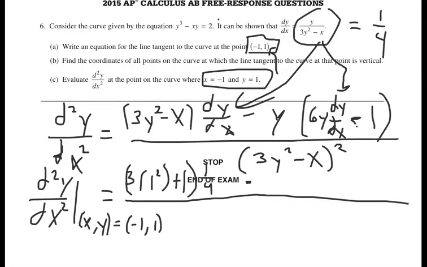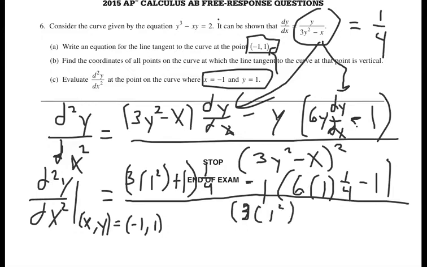I'm plugging this stuff in to the equation above there. And then minus my y is 1. And then 6 times 1. And again, this dy dx is 1/4 from problem 1. You don't have to work it all out again. And that's going to be over 3 times 1 squared plus 1, that whole thing squared. Now, you do not have to solve that. You're done. That's the answer. That's worth 3 points on this one. If you do solve this, you end up simplifying to 1/32, but you don't have to. So that's the end of problem 6.